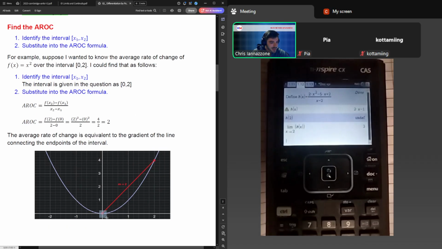So if you want to know the average rate of change between x equals 0 and x equals 2, then you need to give your x coordinate x1 as 0, x2 is going to be 2, and then the y values are going to be f of 2 and f of 0. Or you can just read them off the graph, of course, if you have a 2-scale graph.